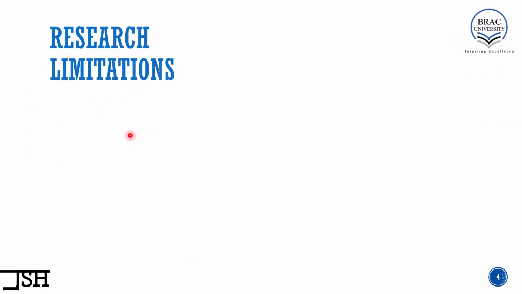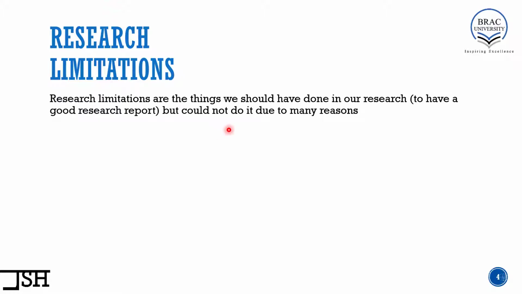Trust me, whatever you are thinking by just reading the term research limitations, it is exactly like that. So this is actually talking about some sort of limitations or shortcoming. So let me start with the formal definition first. These are the things that we should have done in our research in order to have a very good research report, but we could not do it because of some reason. So we are talking about some sort of shortcoming here or our limitations, right?